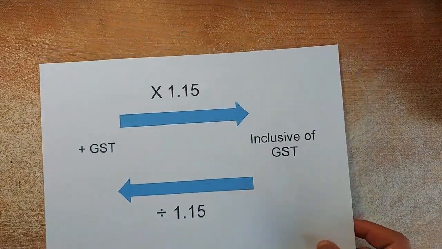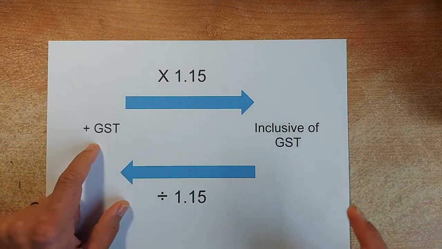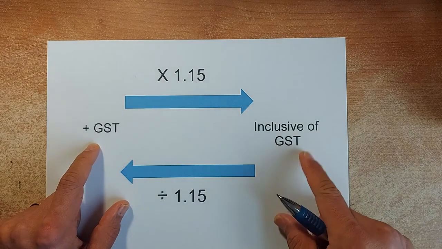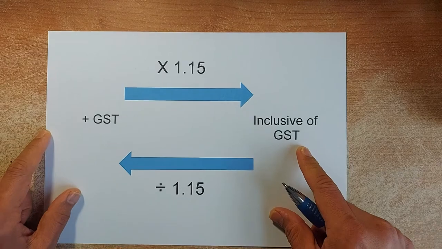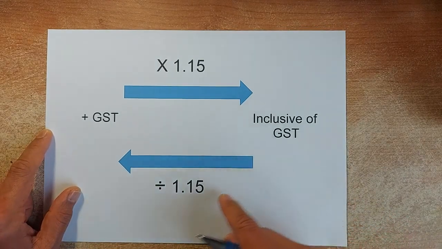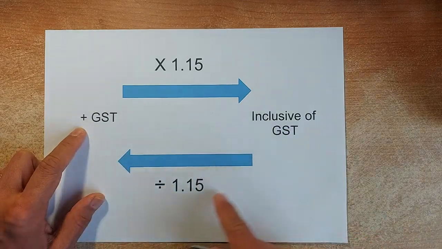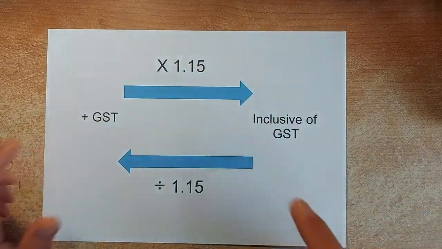You just need to remember this chart. Okay, if you are given a price plus GST and you want to calculate the price inclusive of GST, you just multiply by 1.15. On the other hand, if you are given the price inclusive of GST and you want to find the price before GST, this time you divide by 1.15. So remember this chart and you shouldn't go wrong.